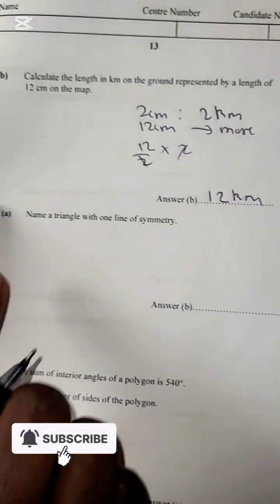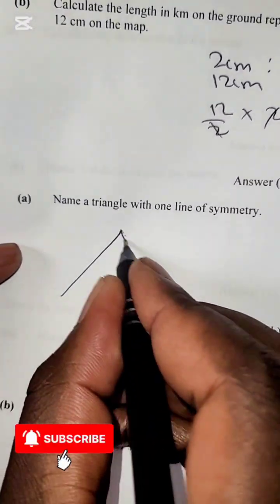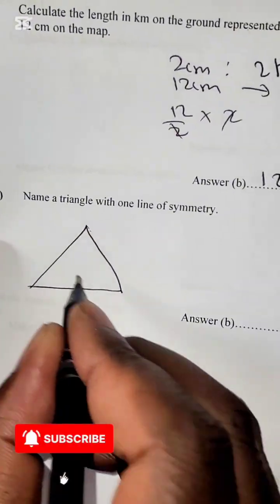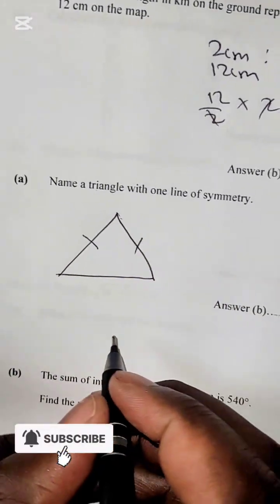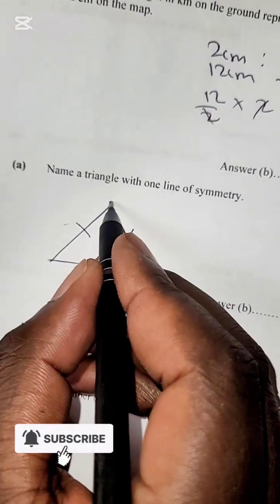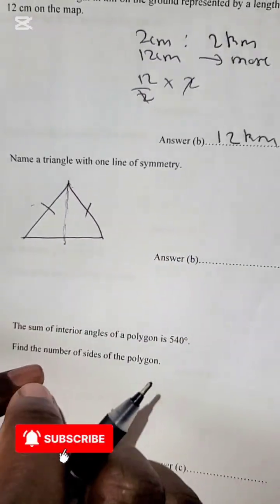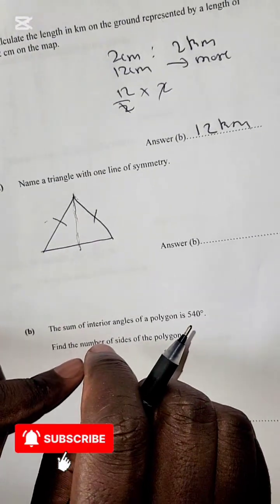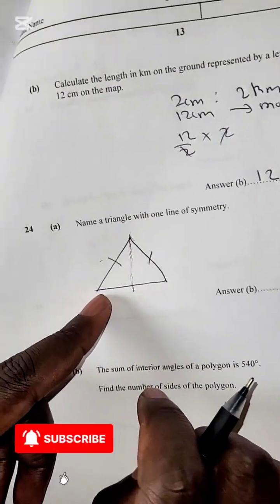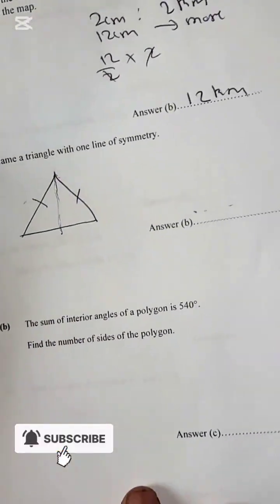12 kilometers. Right. Name a triangle with one line of symmetry. This triangle right here is an isosceles triangle, right? With two base angles, with the two sides which are equal. So the line of symmetry is like this. A line of symmetry is a line which cuts a shape into two equal parts, right? So it's an isosceles triangle. That's the triangle that was asked.